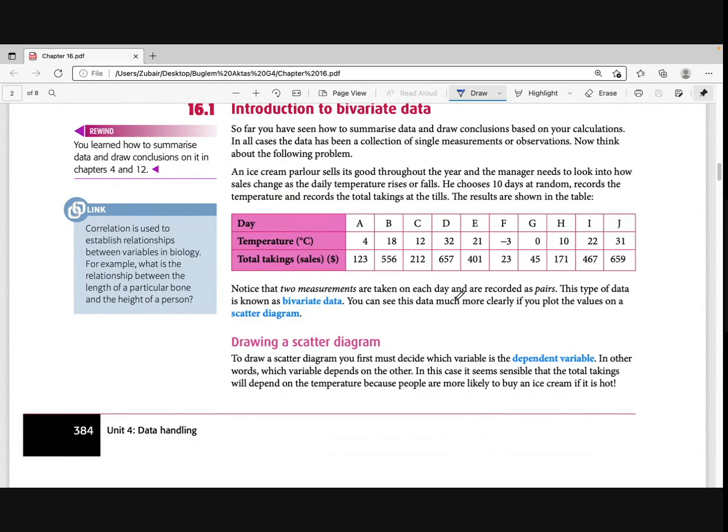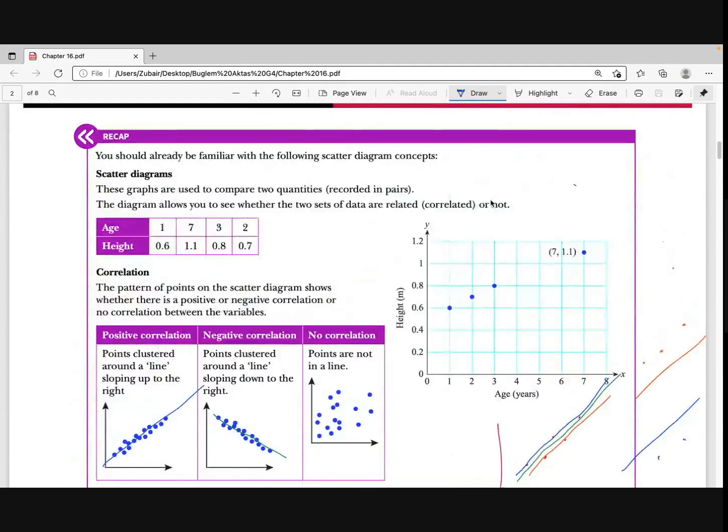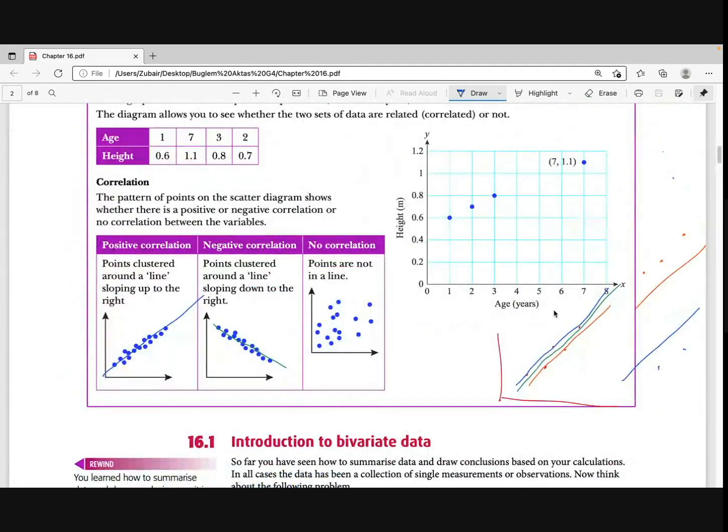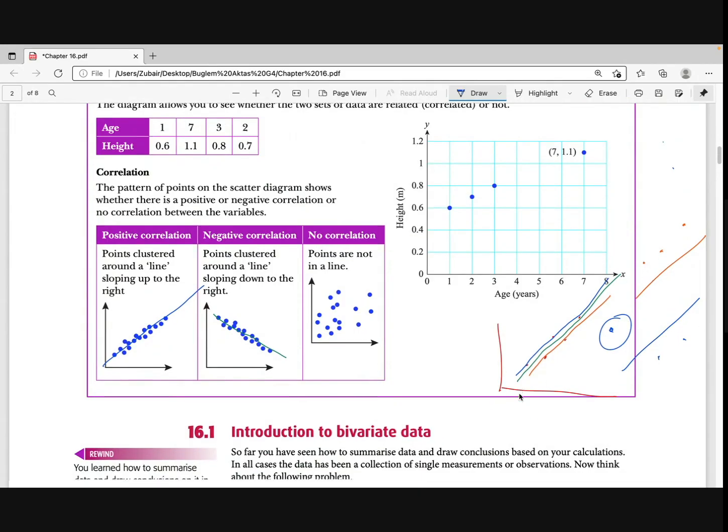Now, there's one result that doesn't really fit into it. J, 31. Maybe that would fit. See, just 32 and 31, they're close and the sales are also close. If it's very off, then it'd be something like an anomalous result. That would be if I just put a point over here. We'll ignore this point and then draw a line of best fit.